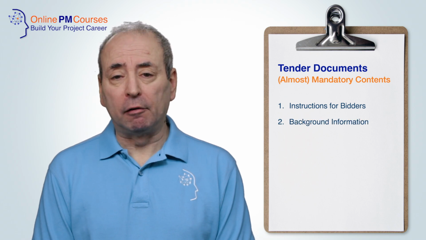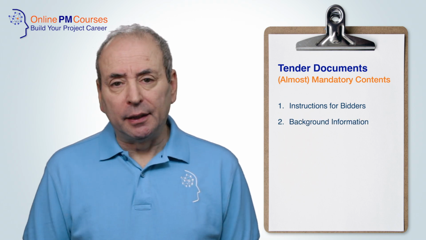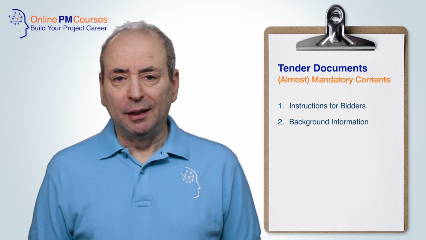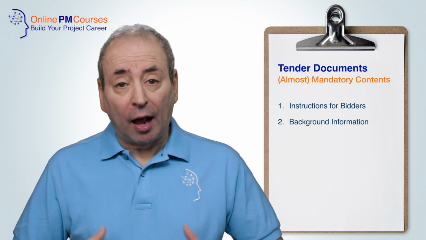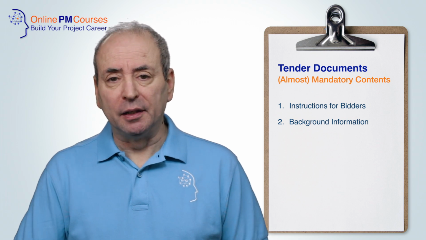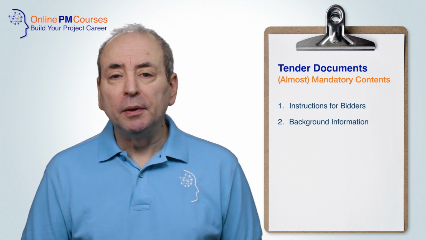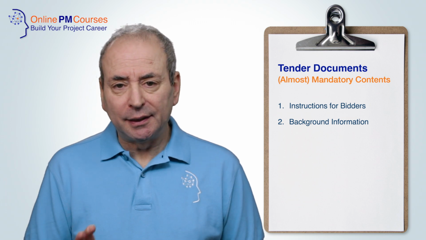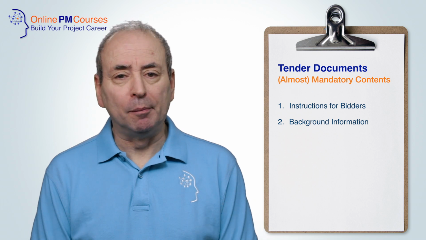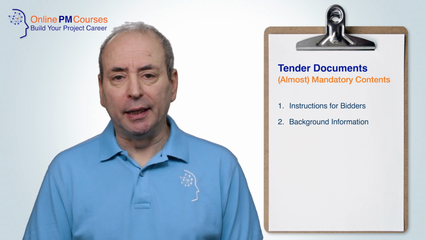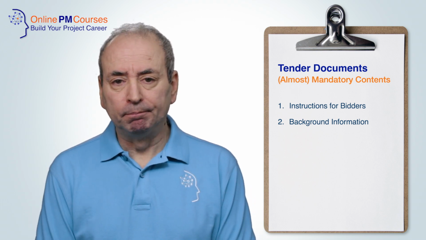Number 2, background information. Basically, the more context you give the bidders, then the better their bids are likely to be, specifically in terms of how they tailor their bids to your particular needs. Often, particularly on big projects, this section will refer bidders to larger, separate information packs that they can read and assimilate in preparing their bids.